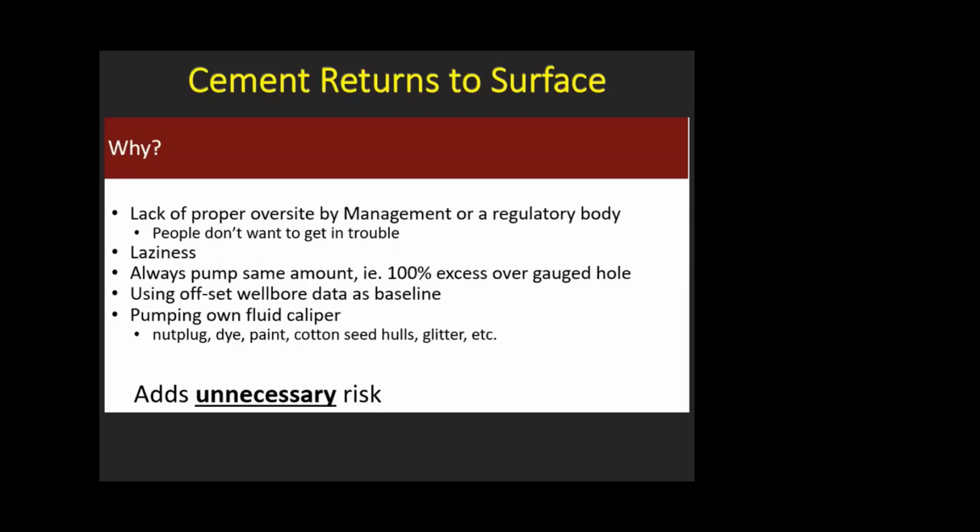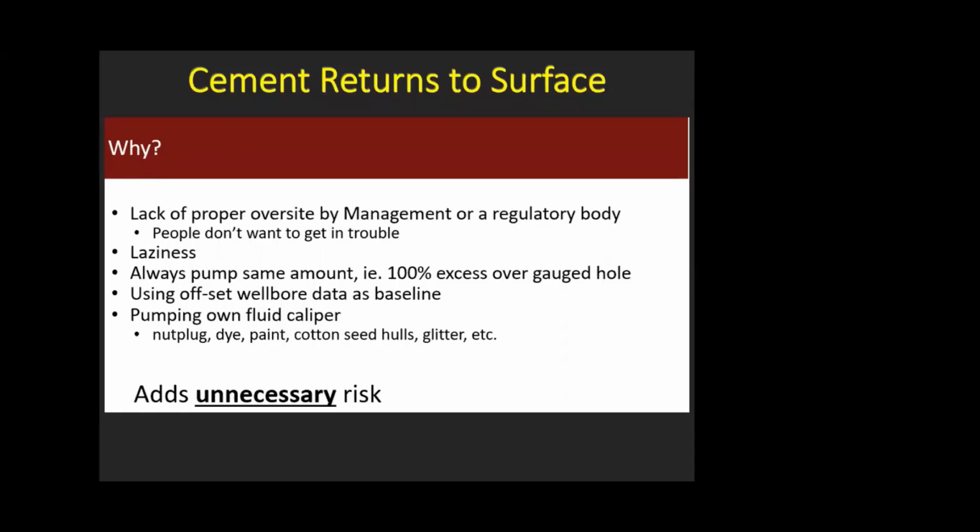So why do we get this? Why do we get these morning reports that say we circulated 5 barrels? Well, part of it is lack of proper oversight by management or a regulatory body, if you have one. In general, people don't want to get in trouble. They want to say, hey, we didn't circulate cement, right? And if you don't have someone looking over your shoulder or double checking, then that seems to be a common theme. Without proper oversight in humans, unfortunately, it breeds laziness.